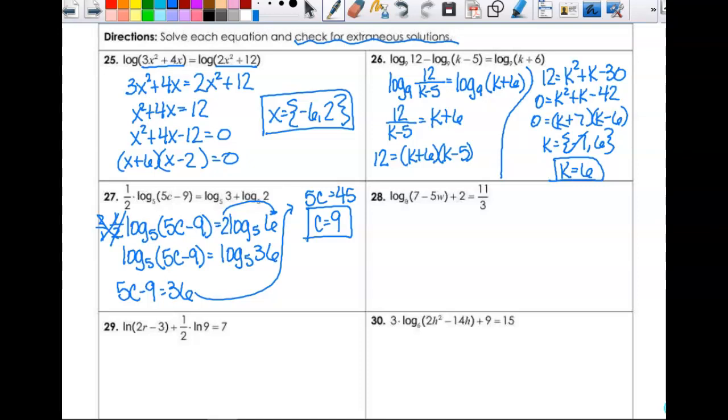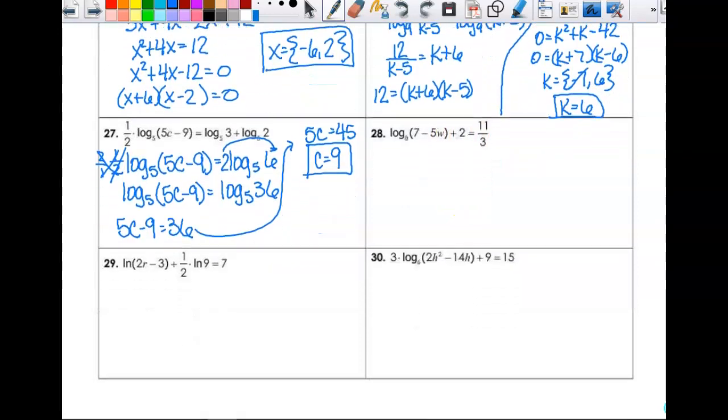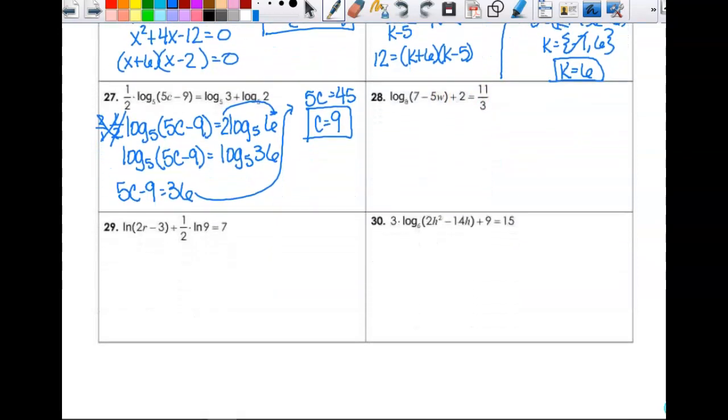Okay. Number 28, I'm going to isolate my log here. So I'm going to subtract 2 from both sides. So this will give me log base 8 of 7 minus 5w equals, so 11/3 minus 2. That's going to actually be minus 6/3. So 11/3 minus 6/3 is 5/3.